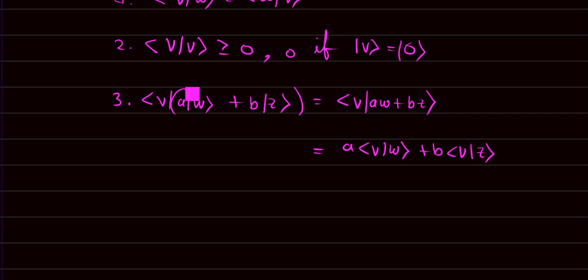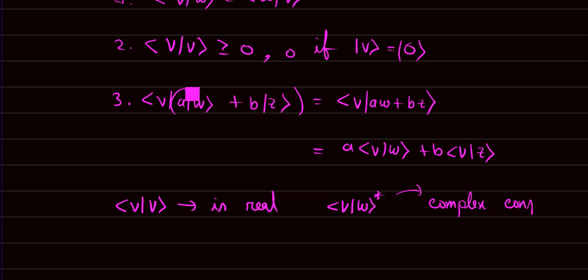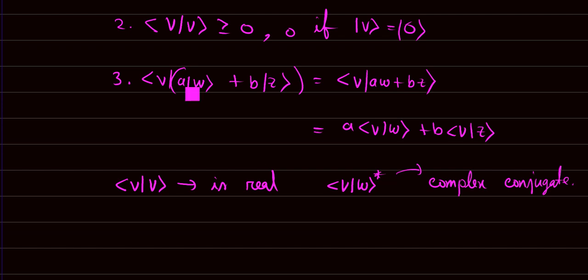The first one ensures that the inner product of v with itself is real. And this sign here means complex conjugate. The second one just means that this is always positive.